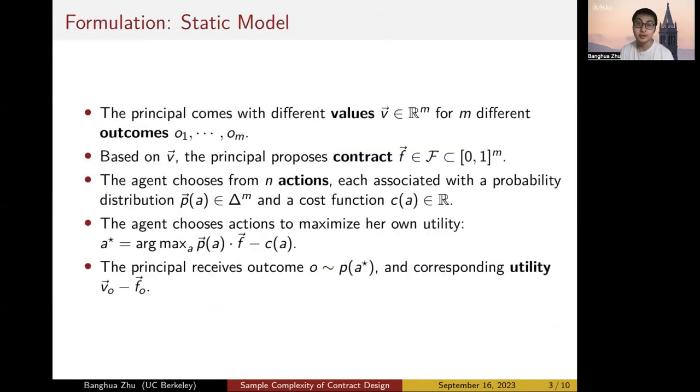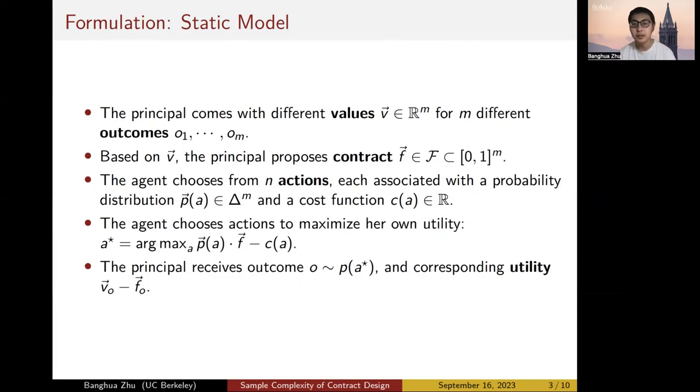The formulation starts with a static model where the principal comes with different values, an m-dimensional vector V for m different outcomes, which is O1 to OM. Based on the different values, the principal will propose a contract that specifies a payment for each of the outcomes. So the contract will also be an m-dimensional vector. The agent will then choose from n actions, each associated with a probability distribution supported on the simplex of m dimension, which is the probability of outcome for each of the actions. And the cost function will be associated with each action, which is a scalar.